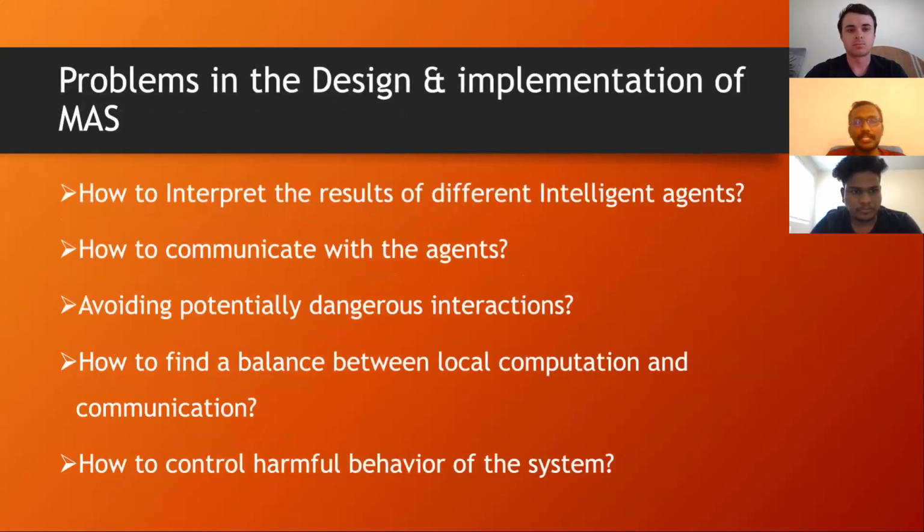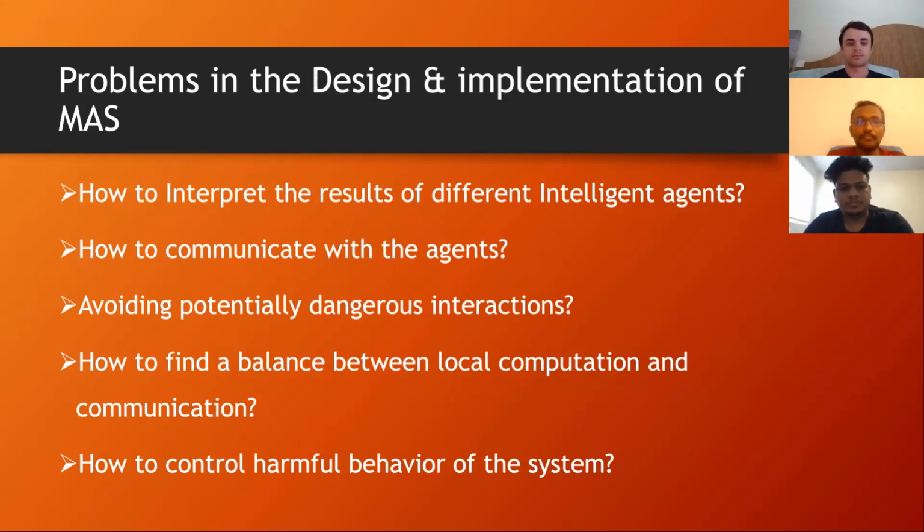The main problems in designing and implementing this multi-agent system are that we don't have a particular structure to interpret the results. Since multiple agents work together, there is no particular system to gather and analyze all the results, and there is no particular language or methodology to communicate with each agent while avoiding potentially dangerous interactions.